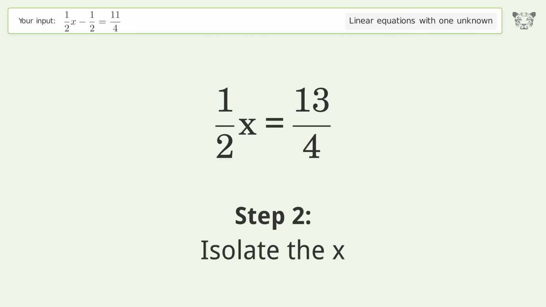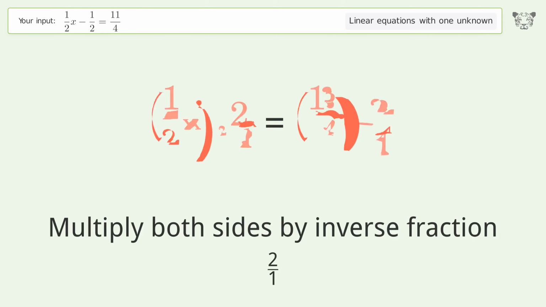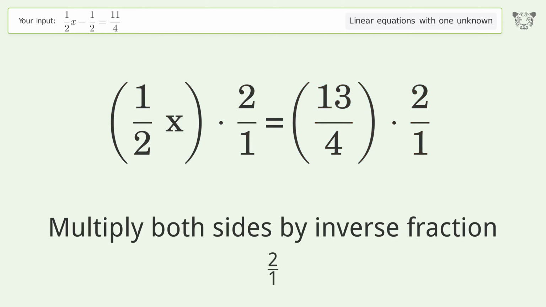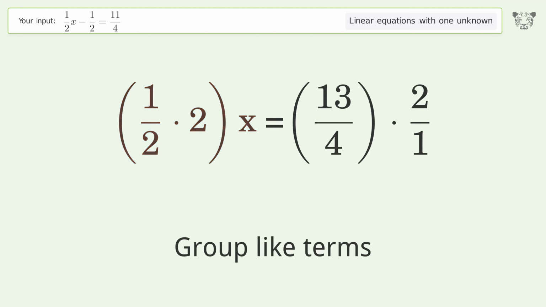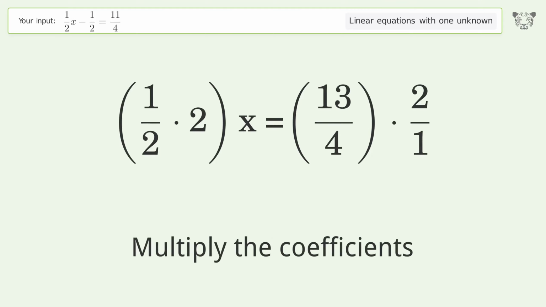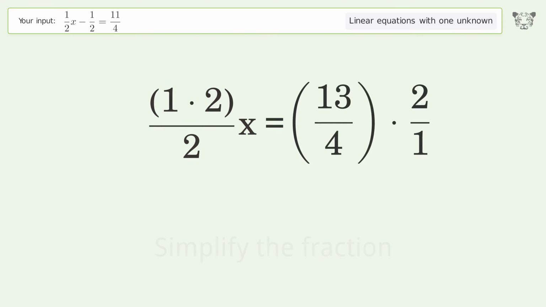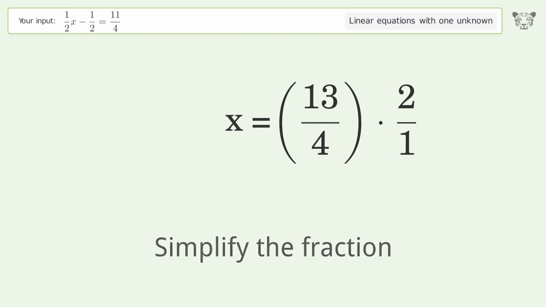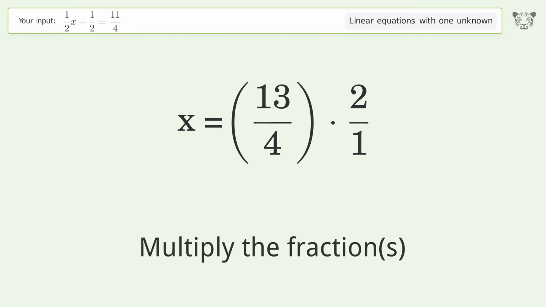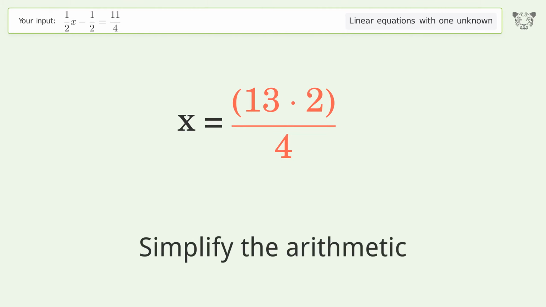Isolate the x. Multiply both sides by inverse fraction 2/1. Group like terms. Multiply the coefficients. Simplify the fraction. Multiply the fractions. Simplify the arithmetic.